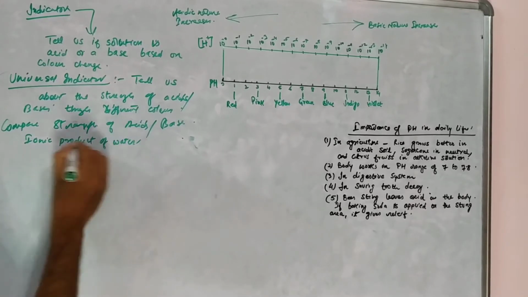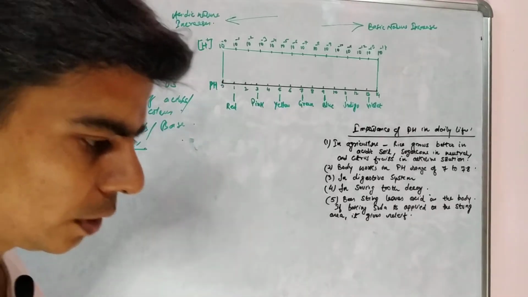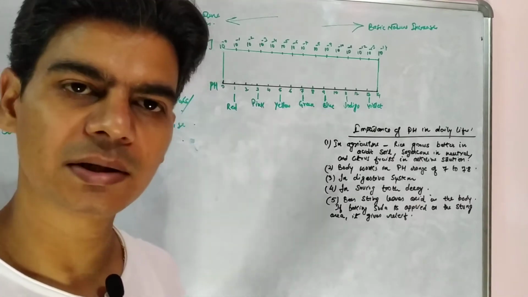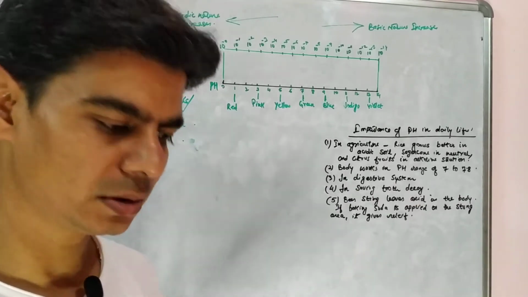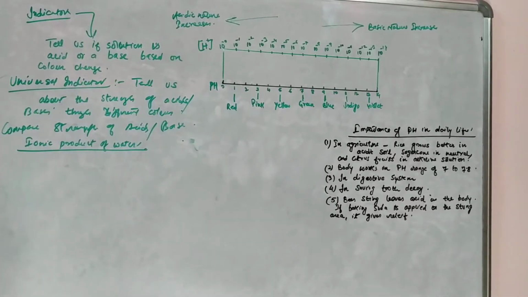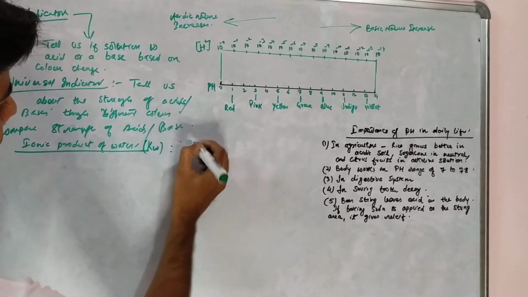Ionic product of water. What ions are present in water? Hydrogen ion and hydroxyl ion. So ionic product of water means the product of hydrogen ion concentration and hydroxyl ion concentration. This is denoted by Kw, the ionic product.